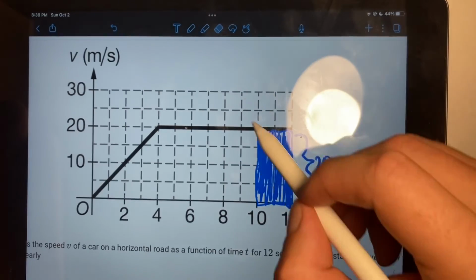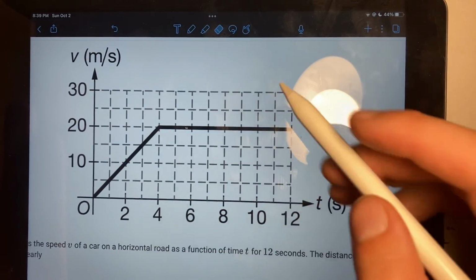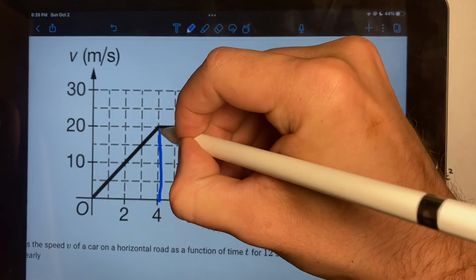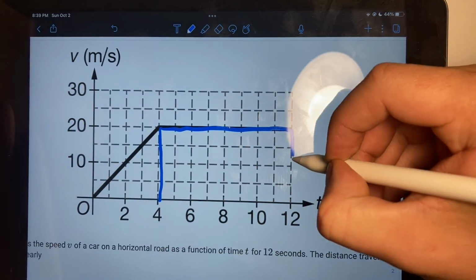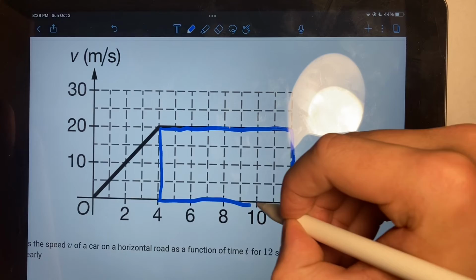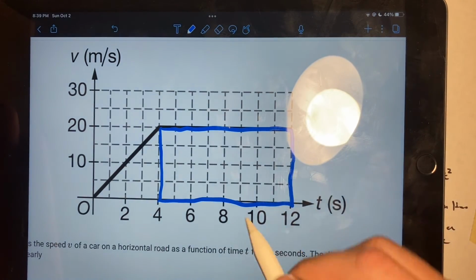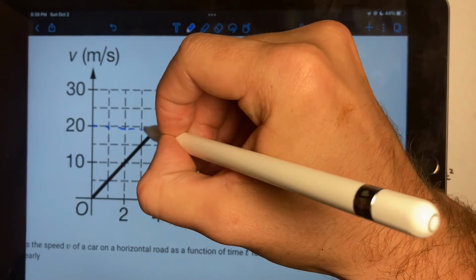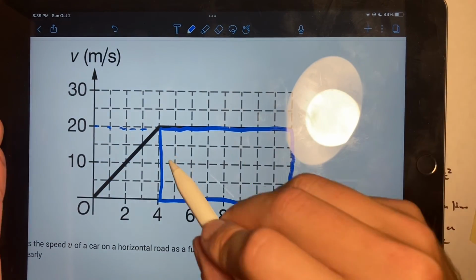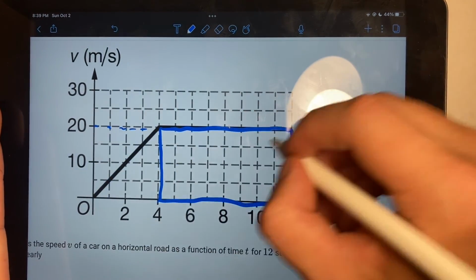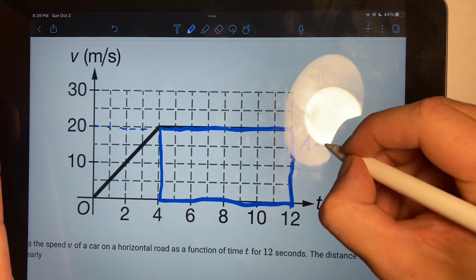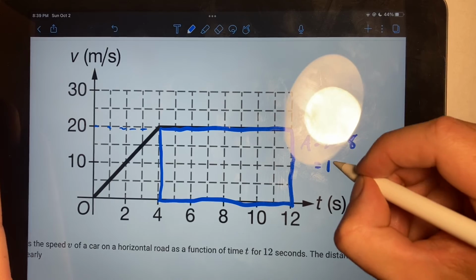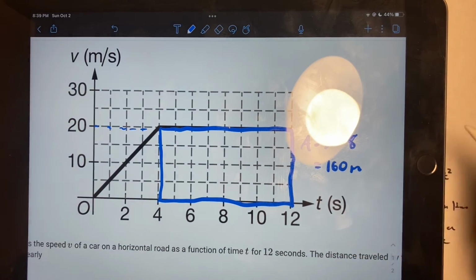All right. In order to do that, I'm going to break this up into 2 different shapes, right? Because I know how to do the area of a rectangle, and I know how to do the area of a triangle. Okay, so for this portion here, we've got 8 seconds where the car is moving at 20 meters per second. Right, so 20 meters per second for 8 seconds. In order to get the area there, A is equal to 20 meters per second times 8 seconds. That means it would go a total of 160 meters in that time.